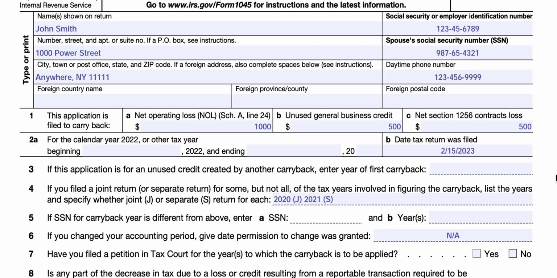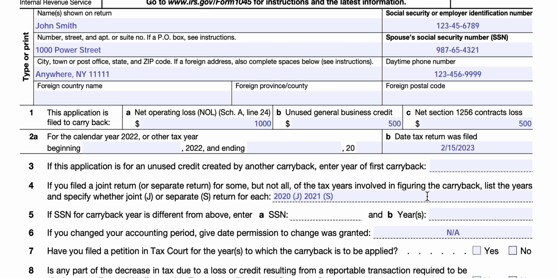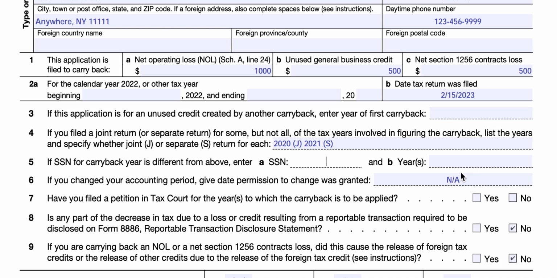If there's a Social Security number for a carryback year that's different from what you've input up above, then you'll need to enter that Social Security number and then the tax years. If you had a change in accounting period, then you would annotate the date that the IRS gave you permission to change your accounting period. And then 7 through 9, these are yes/no questions.